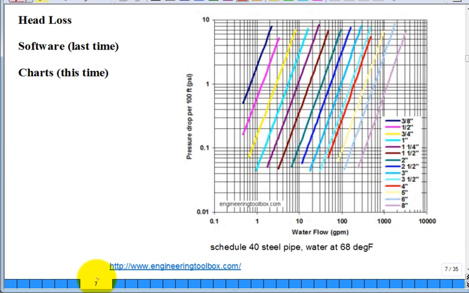Head loss. We talked about doing it by hand. We talked about doing it with software. And I should expose you to some simple charts because there's a lot of charts out there. Well, it's the same exact thing. But you can double, triple check your work. Here they're showing you for Schedule 40 steel pipe, water at 68 degrees F. They're showing you the gallons per minute over a huge range. I mean, this is a wide range of gallons per minute.